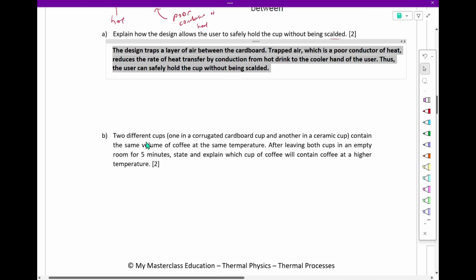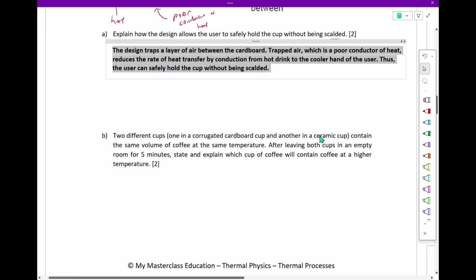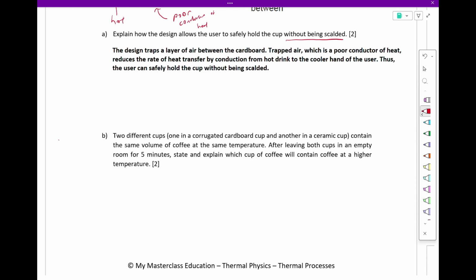And for now, if you have two different cups, one which is in this format, a corrugated cardboard cup, and one a ceramic cup. Now, if you were to leave them at room temperature, which one will contain the drink at a higher temperature? So number one, the first thing you need to identify is I have hot drinks. And after some time, which one is cool, which one is hot? That's what you want to find out. So this is I lose heat slower. So now this question is basically asking you to compare my corrugated cardboard cup versus my ceramic cup.